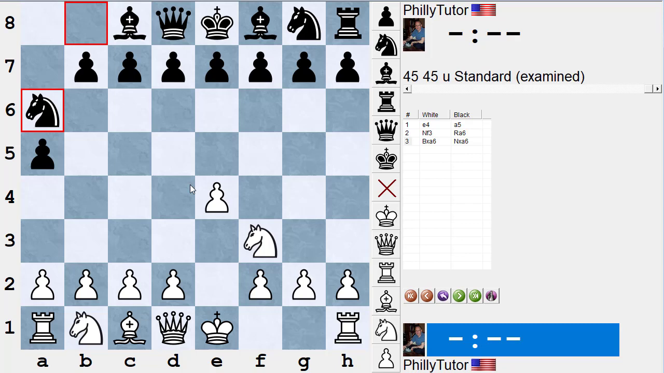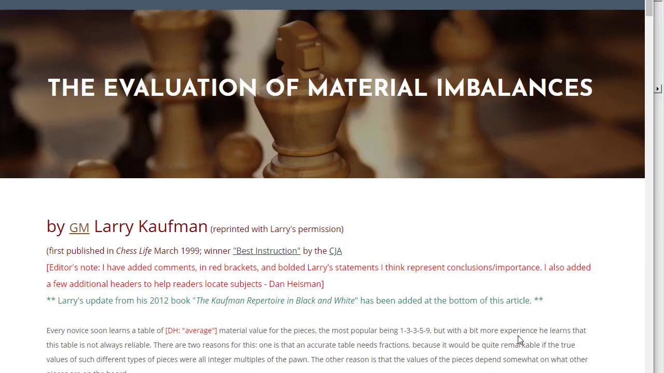And he wrote an article about that called The Evaluation of Material Imbalances. And I'm going to go to that right now so you can see it. Larry gave me permission to put it on my website. So let's go over here to the Evaluation of Material Imbalances. And let me read you his first paragraph.